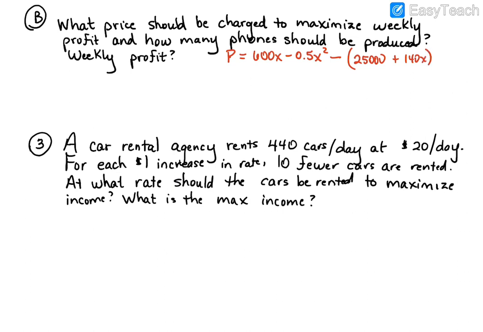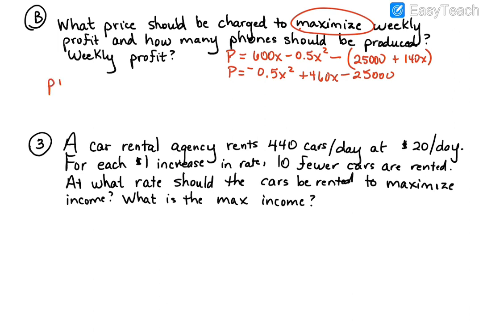Okay, so if we go ahead and clean that up, I'm going to pull the negative 0.5x squared to the front. When I take the 600x and I subtract the 140x, that is going to leave me with 460x. And then, of course, when I distribute that minus to the 25,000, I get minus 25,000. So there's my profit equation. Now we're trying to maximize profit.